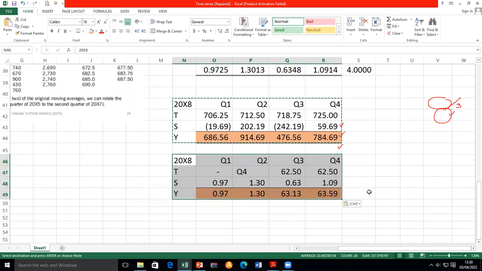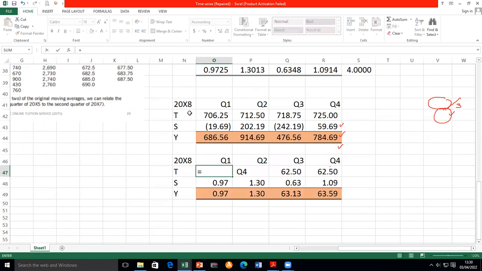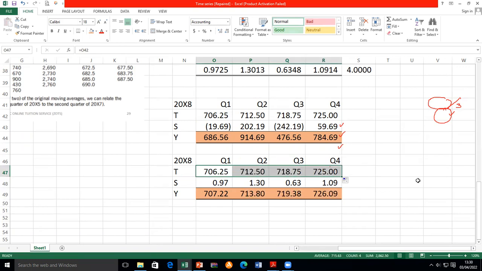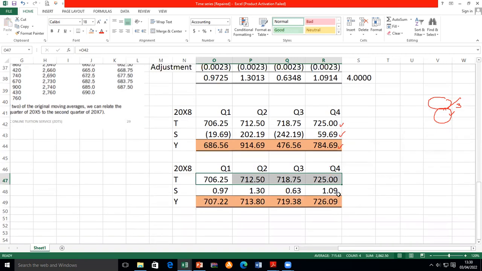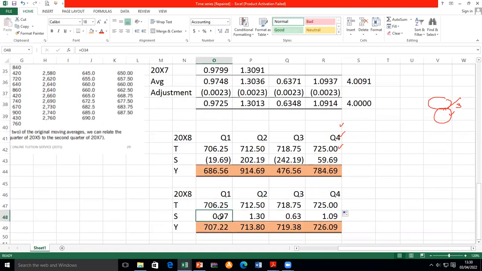Now, let's try another model. What is the other model? Multiplicative model. Now, in the multiplicative model, the trend is the same, but this time you'll be multiplying by what? Let's pick. It's this now.